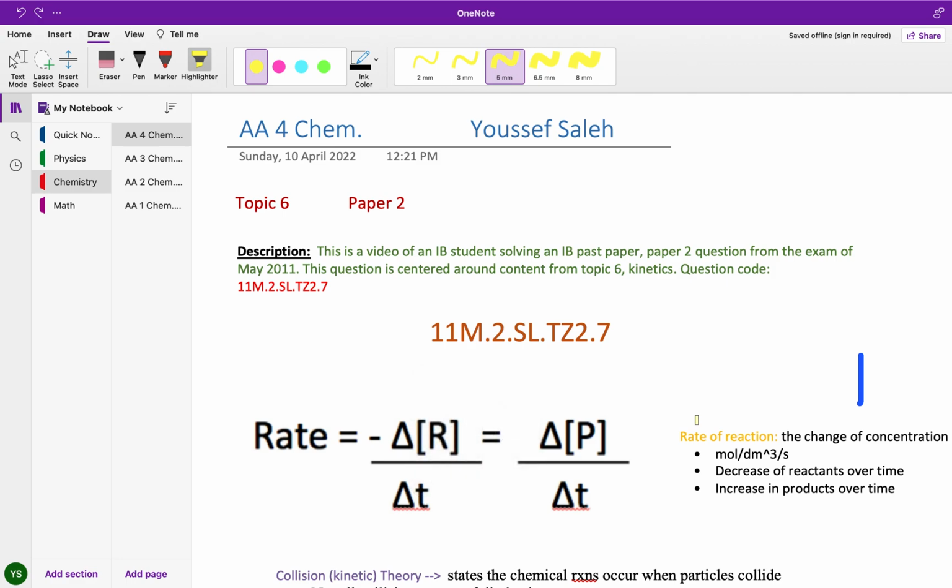Hi everyone, my name is Youssef Saleh and today I'll be solving an IB past paper question from topic 6, paper 2. Here's the code of the question if you'd like to refer to it at any time.